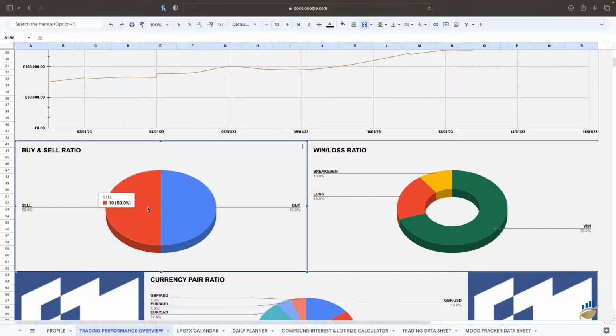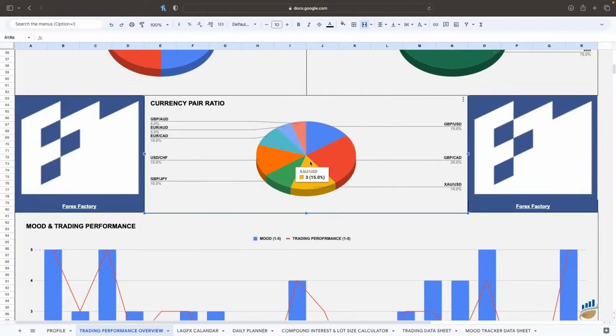Do you buy more or do you sell more? Are you considered a bear? Are you considered a bull in the markets? This is going to show you your win to loss ratio. So 70% win rate, perfect. I've lost 4 trades, won 14, and I broke even on 2. This is going to show you what pairs you trade more often.